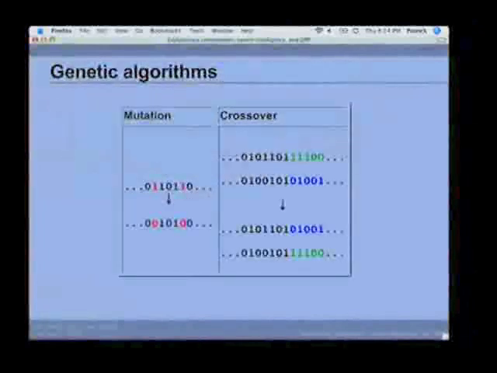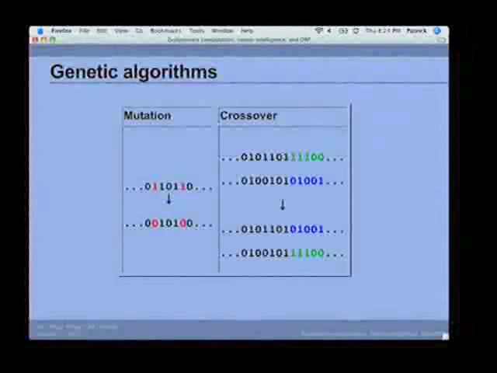So in mutation, there's a small probability that each bit of each individual would be flipped from 1 to 0 or 0 to 1. So you can see here that in this case, by chance, those 2 ones in red become zeros, and so you just flip them. With crossover, what you do is at some random point, you just basically flip and switch all the parts of those individuals to create 2 new individuals.